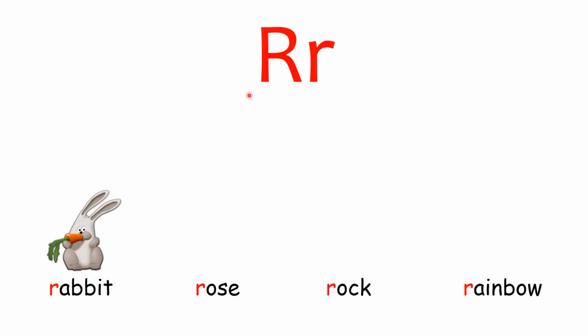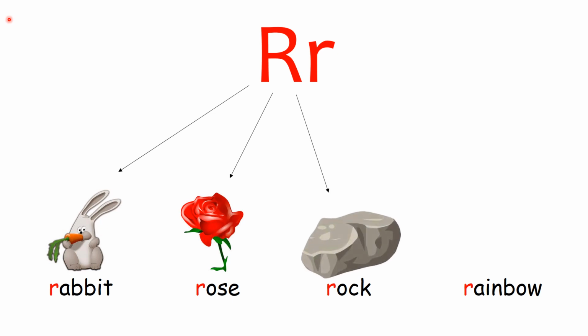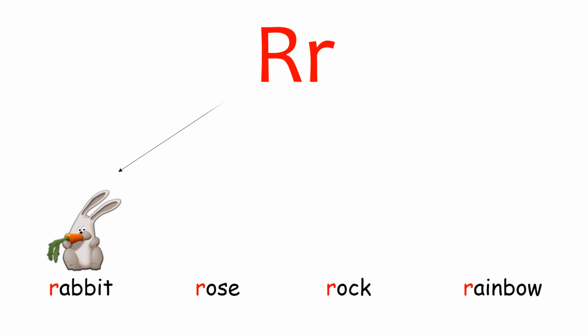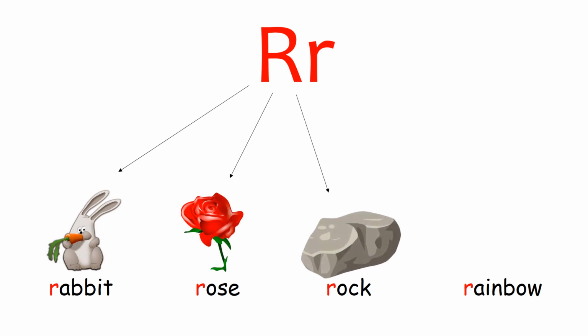Letter R. Sound is R. Okay? Give the sound first. Begin. R. Rabbit. R. Rose. R. Rock. R. Rainbow. Now it's your turn. Give the sound first. Begin. Bravo! Very good.